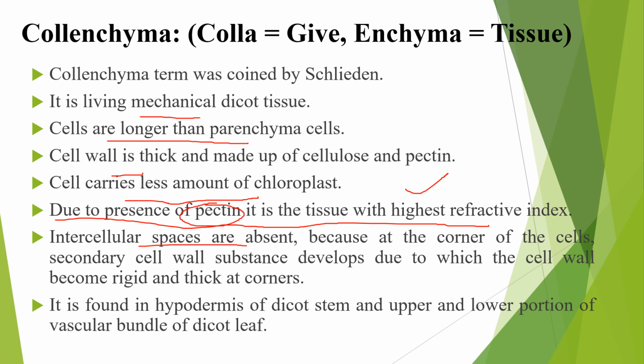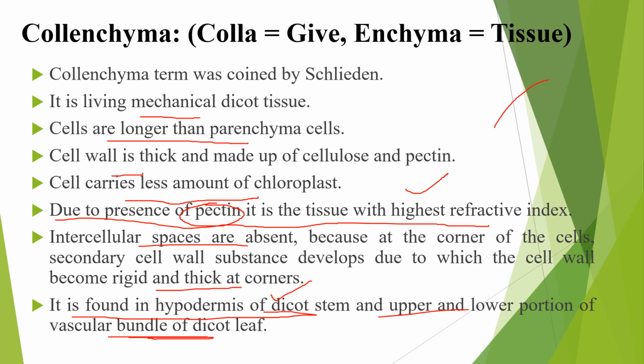Intercellular spaces are totally absent because at the corner of the cell, secondary cell wall substance is deposited, due to which the cell wall becomes rigid and thick at the corner. It is found in the hypodermis of the dicot stem. Remember this point very clearly. And also in the upper and lower portion of the vascular bundle of the dicot leaf. So it is found in the hypodermis.